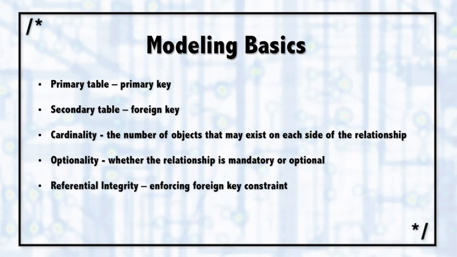Then there's referential integrity. Referential integrity, or RI, is often thought of as no orphans, meaning if there's a row in the secondary table with a foreign key, there has to be a row matching it with a primary key. That's close but not exactly correct because of optionality. A better way to state referential integrity would be that if there is a value in the foreign key, there has to be a matching value in the primary key.